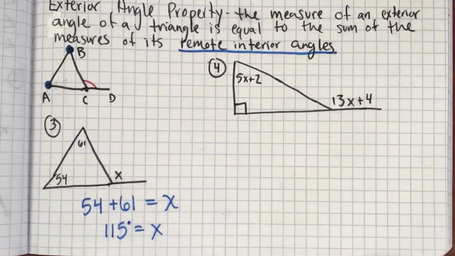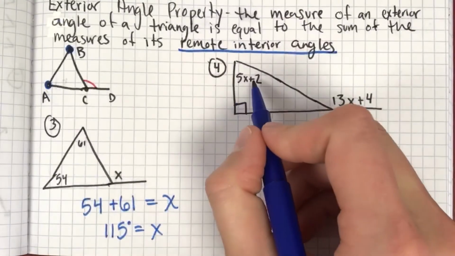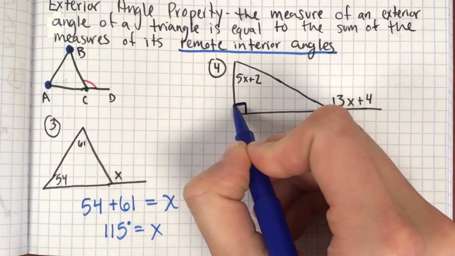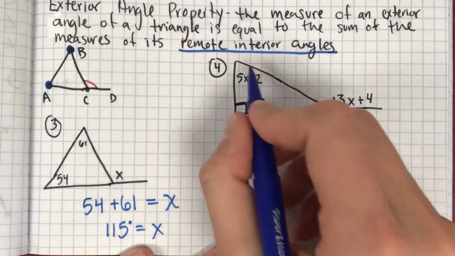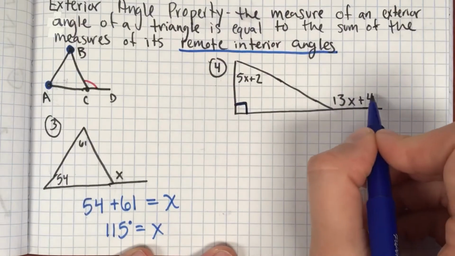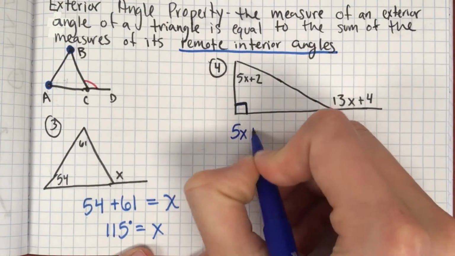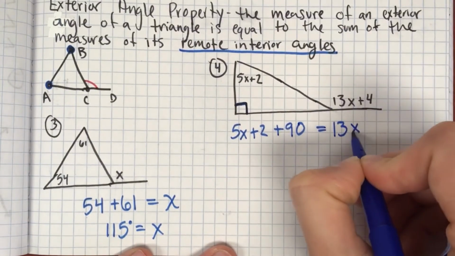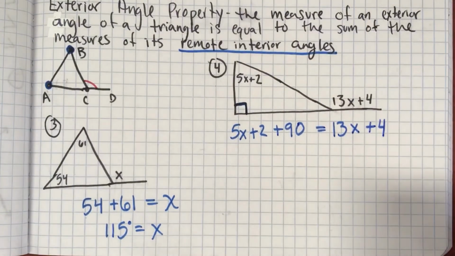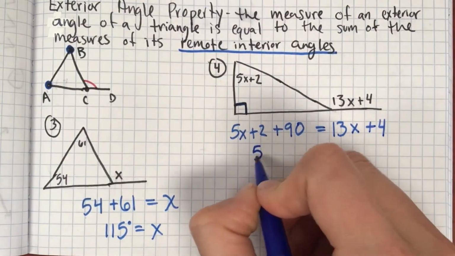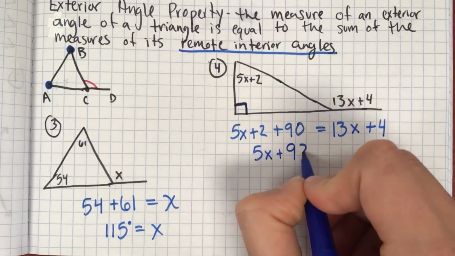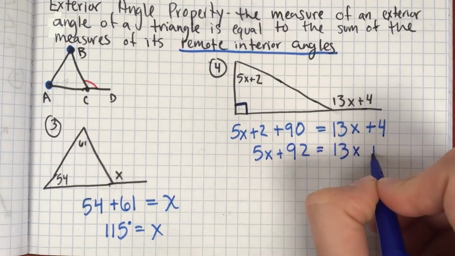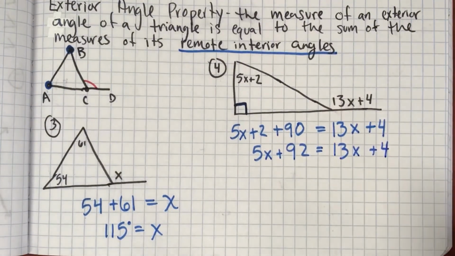All right, and for number 4, same thing. We'll be adding our two remote angles, which are 5x plus 2 and 90, because we know what that angle is. Okay, and those will equal our exterior angle. So we're going to take 5x plus 2 plus 90, and that's going to equal our exterior angle. So first, combine like terms, and then we're going to solve. This will be just a regular equation now that we can solve.